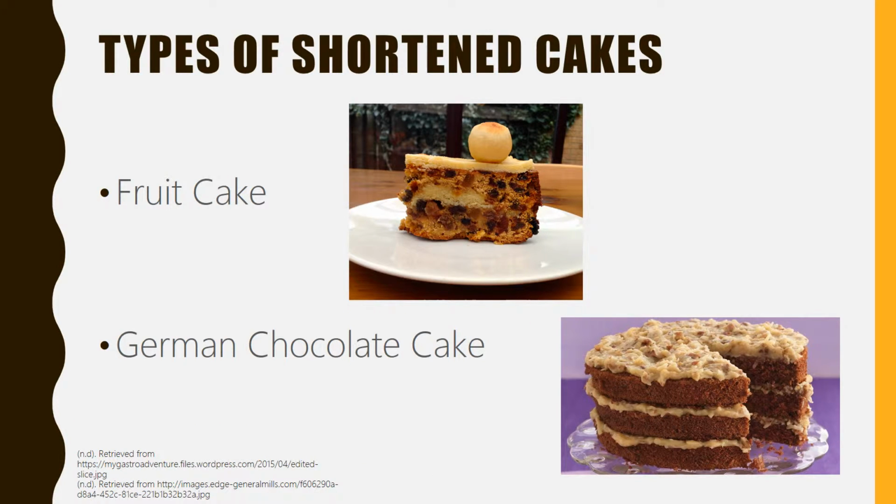Fruitcake is a traditional British cake made with fruit, nuts, and spices. Fruitcake is generally laced with alcohol. German chocolate cake is made with German chocolate, which is usually sweeter than baking chocolate, to create this chocolate buttermilk cake that is usually topped with coconut pecan frosting.